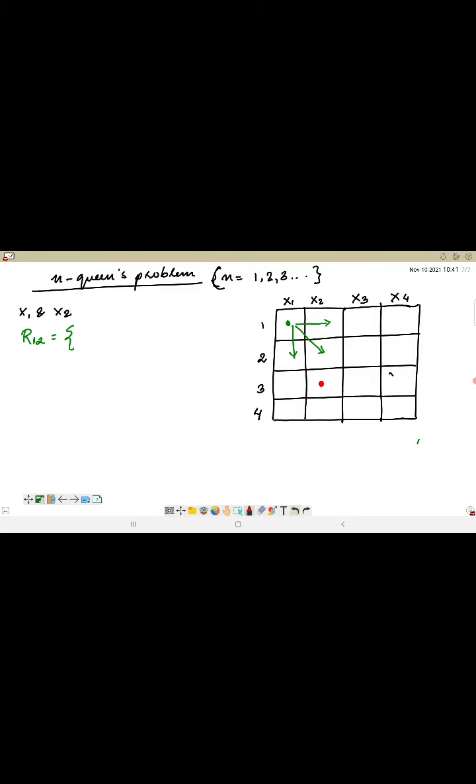Now if I am considering the second queen at this point, then let me first write down the set. So if I am placing x1 in the first block, then I have to place x2 in the third block so that they do not cross each other's way.